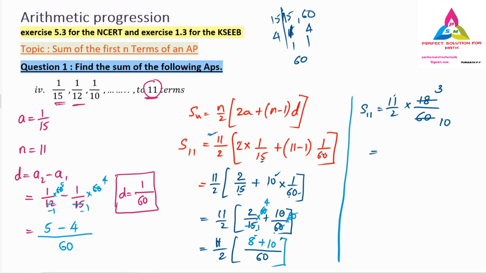Now you have to multiply the numerators: 11 3s are 33, divided by 2 10s are 20. So this is our S11, our final answer, because simplification is not possible. One is an odd number on the top and the other is an even number, and both are co-prime numbers, so you can't cancel directly. So this is the final answer you can keep, and you will get the marks also. This is the sum of the first 11 terms of the given AP, that is 1 by 15, 1 by 12 and 1 by 10.